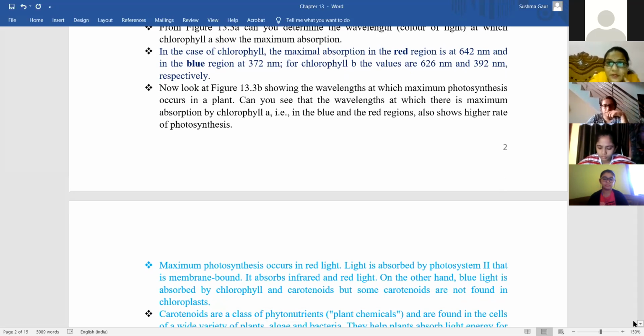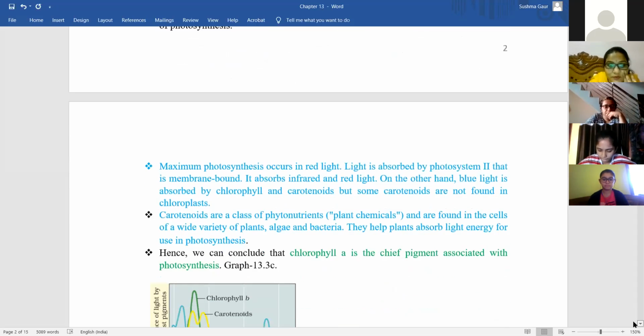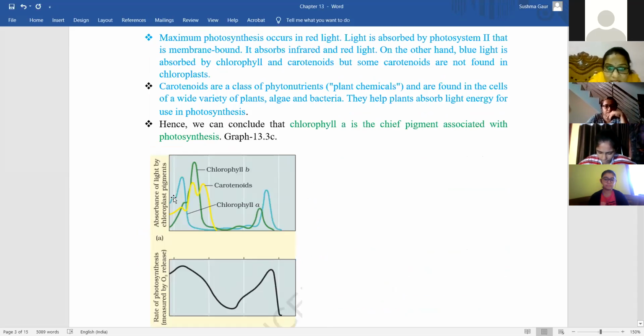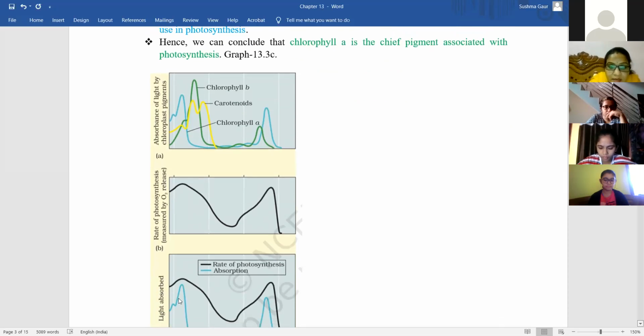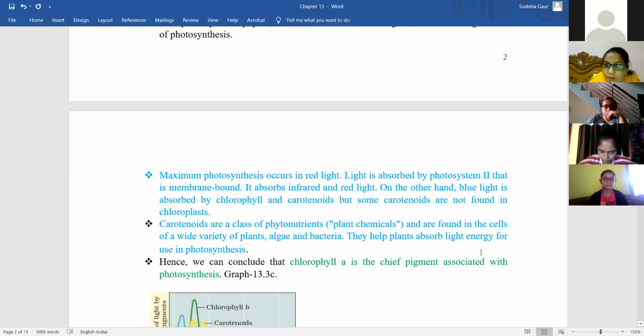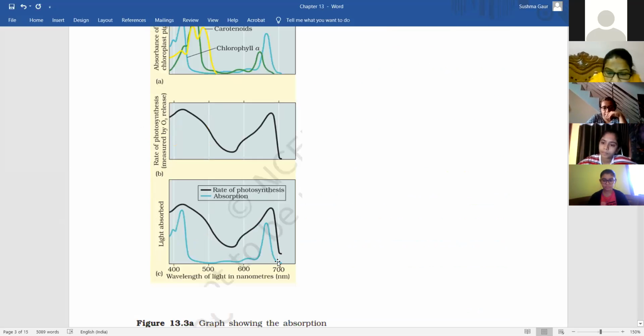And the second graph, what does it represent? The second graph represents the action spectrum of photosynthesis. You can see here the photosynthesis process, chlorophyll A, B and carotenoids. Its values are not given here; I think in the last graph they are given. This is 400 nm, 500, 600 and 700. So chlorophyll A is absorbing at 642 and blue at 372. We can say this is 700, so 642 is somewhere here, and 372 will be somewhere here before 400. So this is the peak for chlorophyll A.